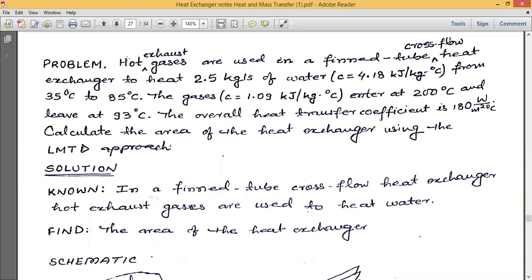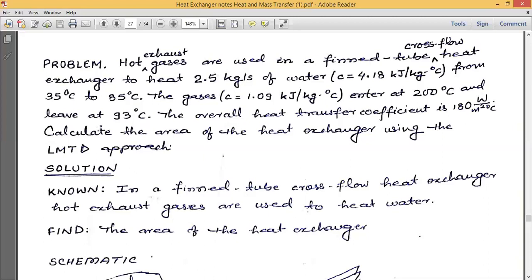So this is the known value. That means we know that there is a finned tube cross flow heat exchanger in which hot exhaust gases are used to heat the water. Therefore, we write what is known in your own language. By understanding the problem, you should write down in your own words one statement of what is known. So we have written: in a finned tube cross flow heat exchanger, hot exhaust gases are used to heat water.